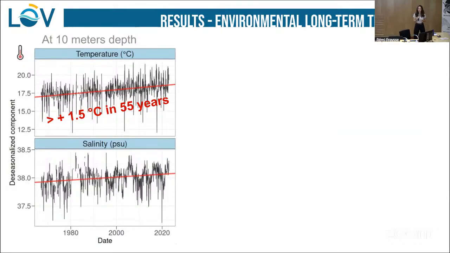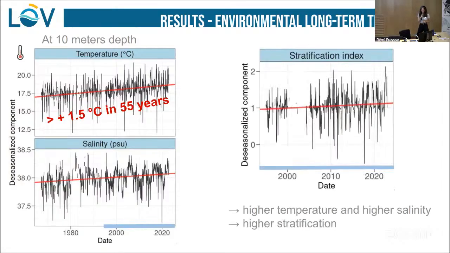So first, regarding the environmental long-term trends, here you have the deseasonalized component. And at 10 meters depth, I observed a significant increase in the temperature with more than 1.5 degrees in 55 years. So that's a huge increase. And I also observed a significant increase in the salinity. So following up on this, I had a look at the stratification index available since 1995. That is defined as the difference of density between the top and the bottom of the water column. And here again, I observed a significant increase in the stratification, indicating a water column that is less mixed through time.